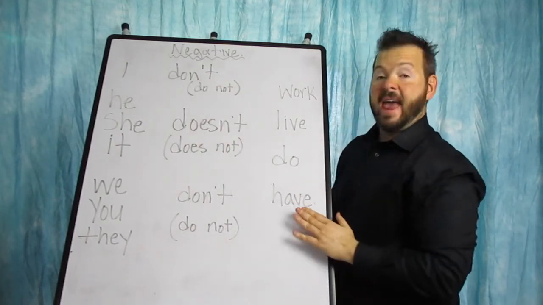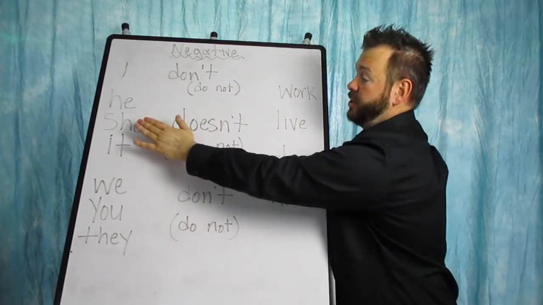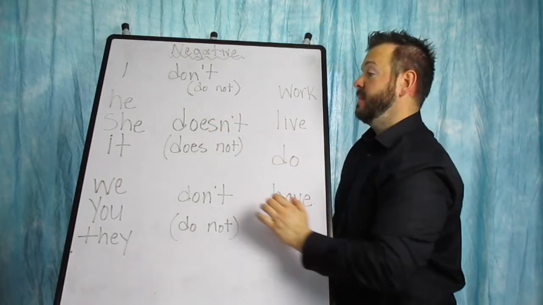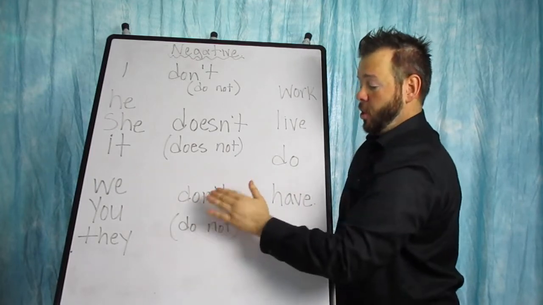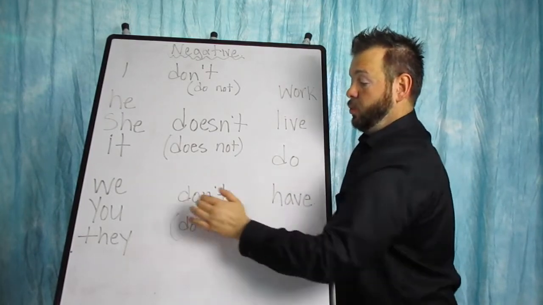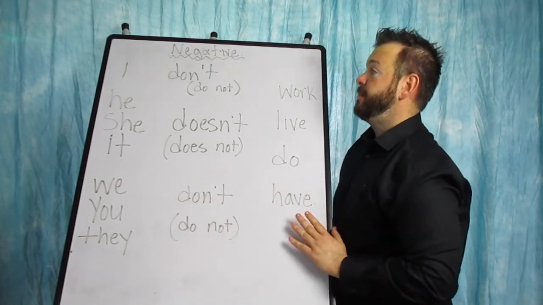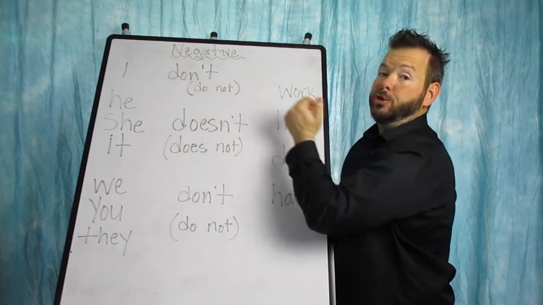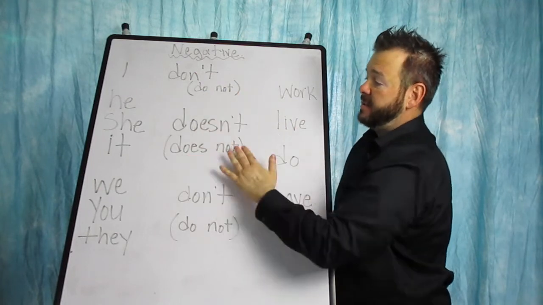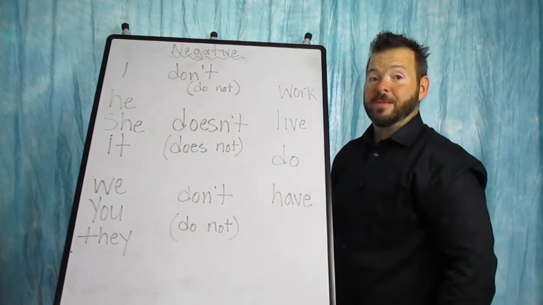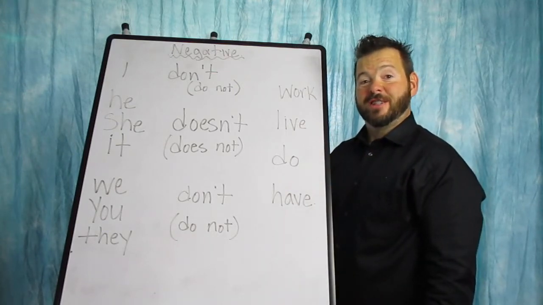And last, have. I don't have. He doesn't have. She doesn't have. It doesn't have. We don't have. You don't have. And they don't have. You can use don't or do not. So that's why I have do not for I, and then does not, and do not again down here. Alright? So pause the video, write everything down, and read it to yourself.